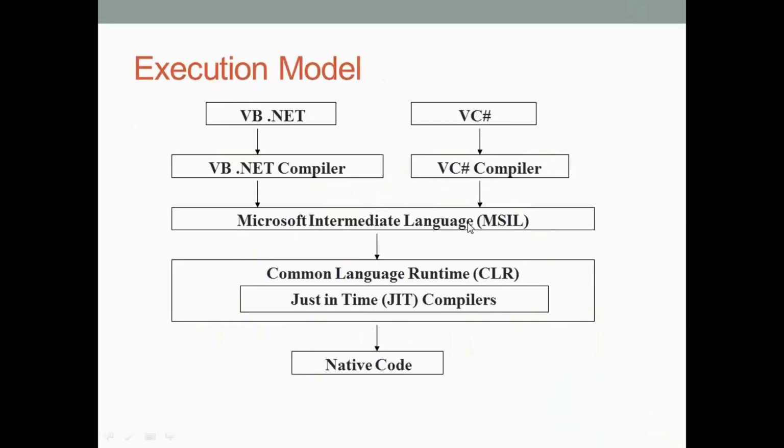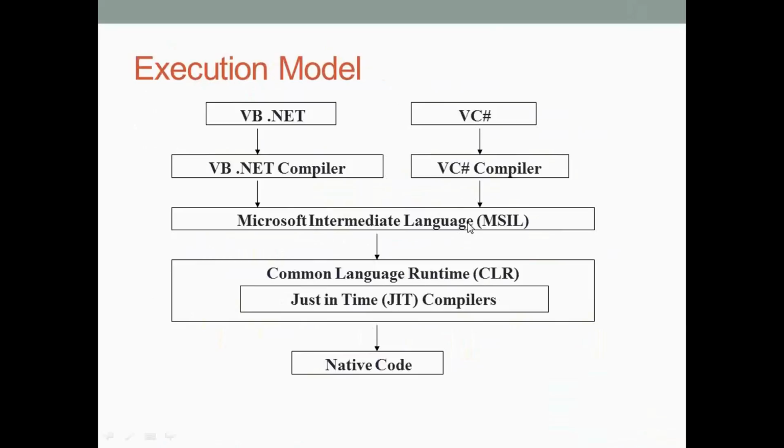So MSIL is known as Microsoft Intermediate Language. Once source code is compiled by the compiler, it would be converted into either an exe file or a DLL file. Both exe and DLL are known as MSIL, or in short, assembly files. Then this assembly file goes to a component of the .NET Framework known as CLR. The full form of CLR is Common Language Runtime.